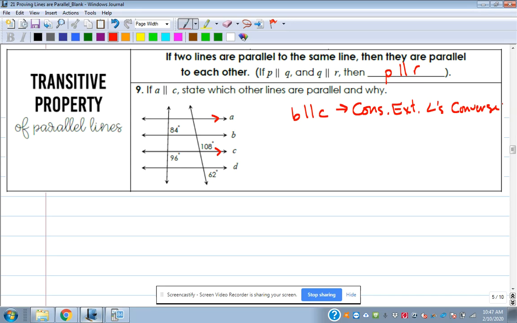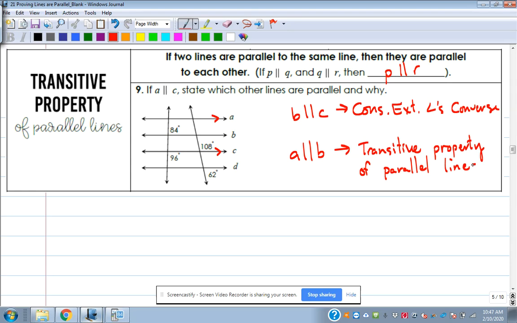That means A is parallel to B because A was parallel to C. So what allows that? Transitive property. Technically, it's transitive property of parallel lines, but I'm not going to be that picky when it comes to proofs. That's what allows that to happen, and that's the only thing we can get on those two.